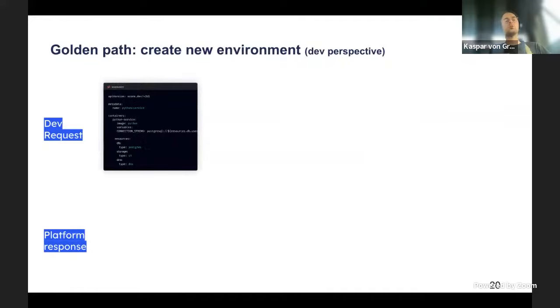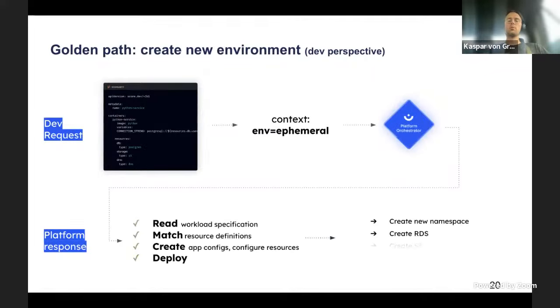Let's take a little more special example, the golden path to create a new environment, which should be possible because we're dynamically creating, and the developer experience is incredibly elegant. You take the same file, just change the context to ephemeral, hits the orchestrator, read, match, create, deploy, and we create everything new wired up, and then off we go.